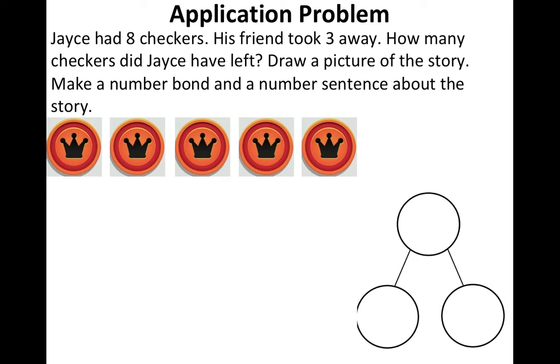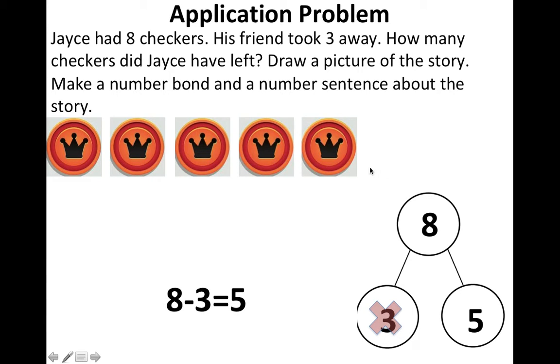I have my number bond ready, and I know from the story he has 8, right? Because the story told us he has 8. And then he gave 3 away. How would you show that 3 of them went away? In the picture, I made 3 disappear. In the number bond, I can't really make a number disappear, so I'm going to write an X on top of it to show the 3 was taken away, which means I am left with 5. So I have 8, 3 disappear, I'm left with 5.